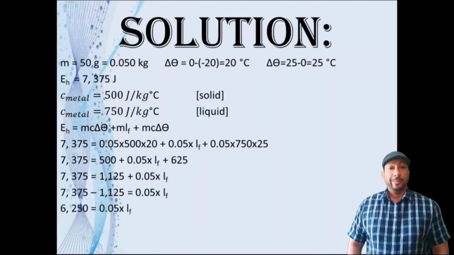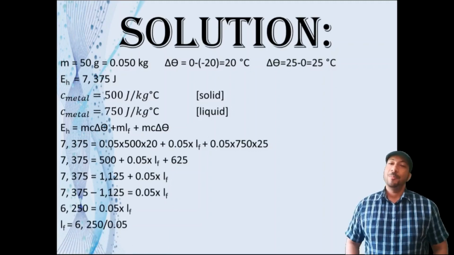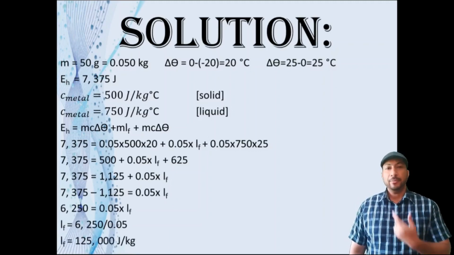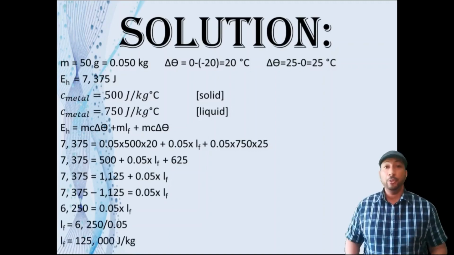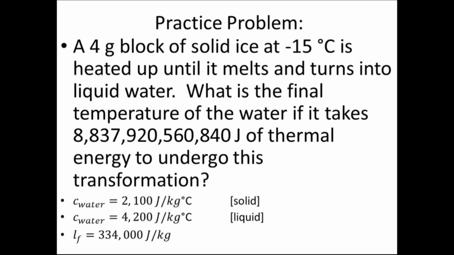So to find L, we'll take 6,250 and divide it by 0.05, and that gives us the specific latent heat of fusion for this particular metal to be 125,000 joules per kilogram. So if you understood that, which I hope you did, please practice on this problem here.